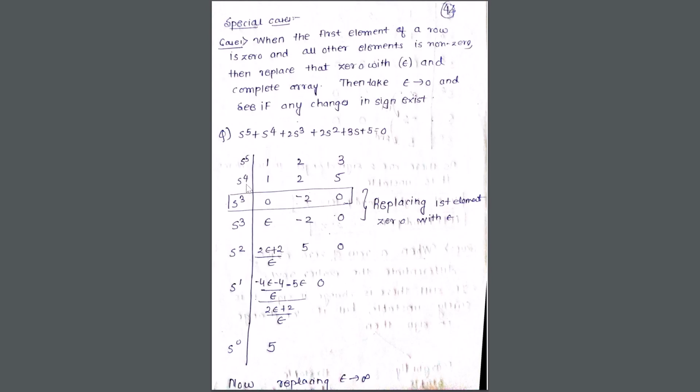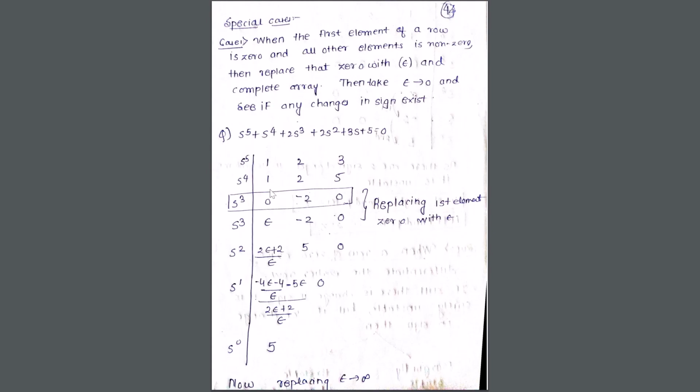S raised to 5 and s raised to 4. S raised to 5 is equal to all the alternate numbers 1, 2, 3, and s raised to 4 is equal to 1, 2 and 5. And then start finding out the s cube term, s square term, and so on and so forth. What is s cube? 1 into 2 minus 1 into 2 upon 1 is 0. Then you have 1 into 3 minus 5 upon 1 is minus 2, and so on and so forth.